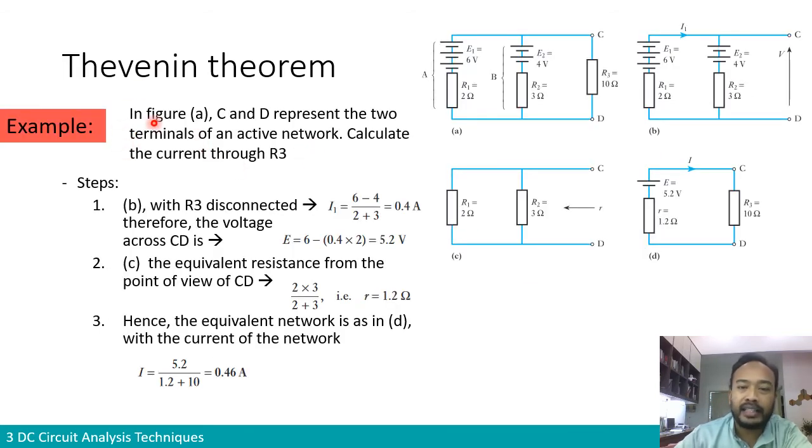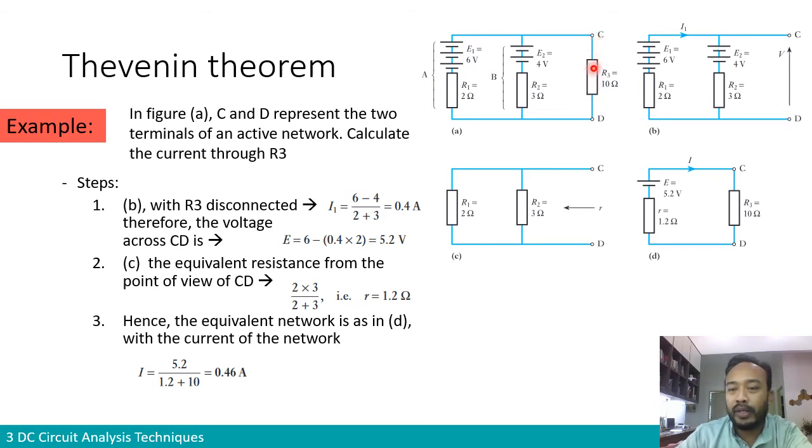Now we have another example of the application of Thevenin theorem. Here, instead of having only one voltage source, we have multiple voltage sources in this circuit. We have E1 of 6 volts, E2 in another branch of 4 volts, and then we have three resistors in three branches, R1, R2, and R3. Here we are considering R3 as the load, and we want to know the equivalent voltage across terminal CD, across the resistor R3, right? So the question is to calculate the current through R3.